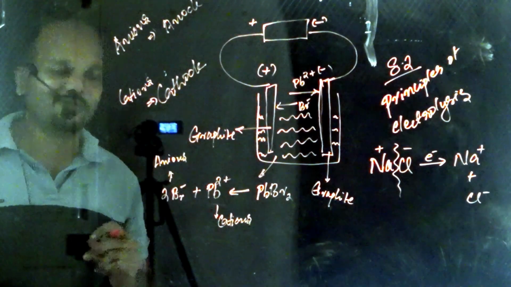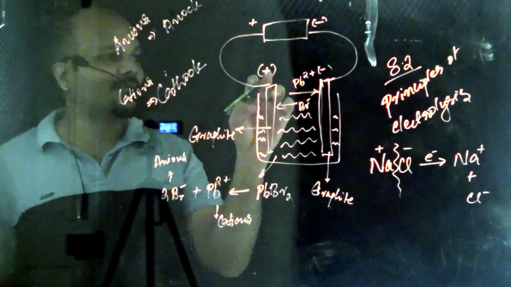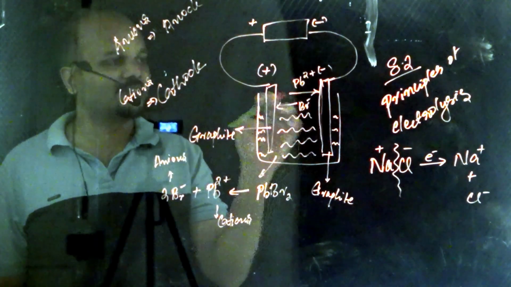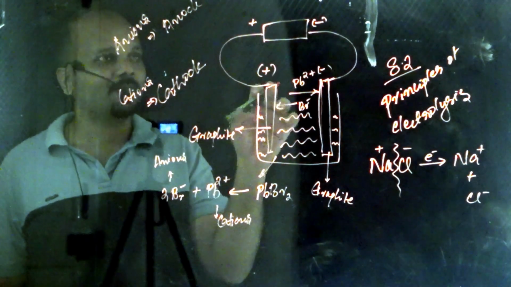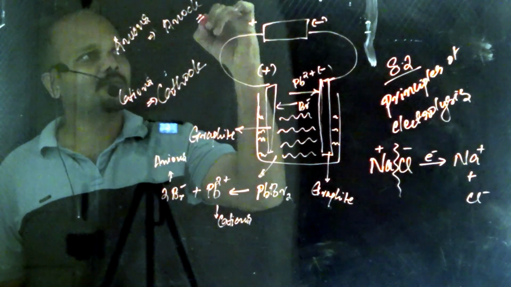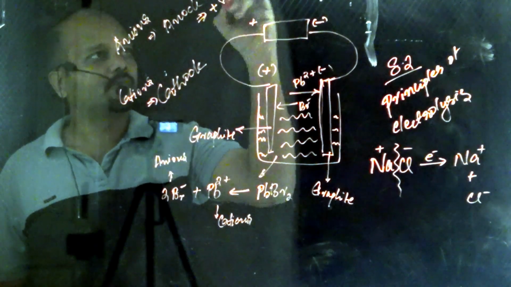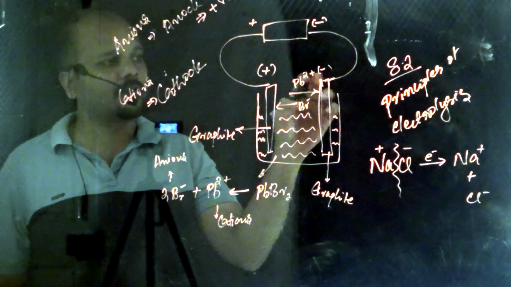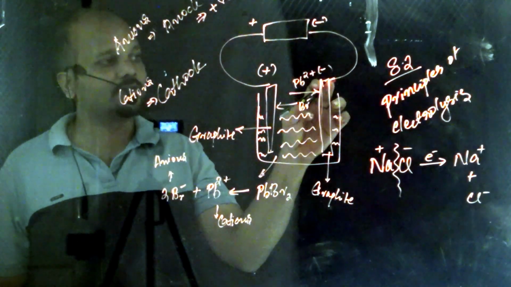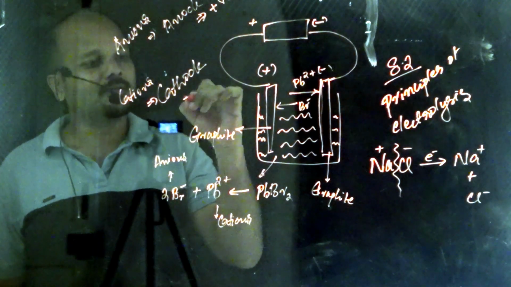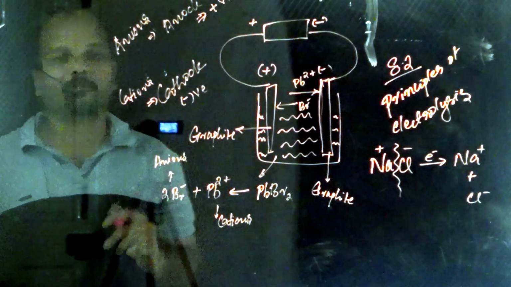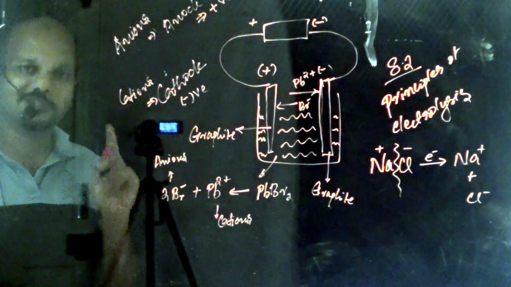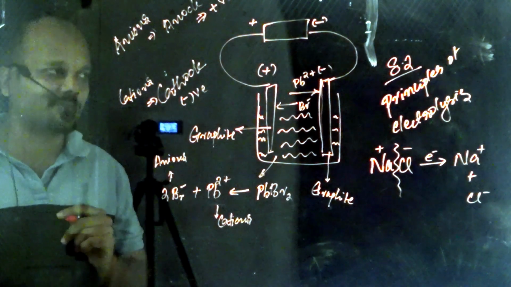That is why the names are so. Br minus, the anion, is moving to the positive terminal, so the anode is positive. Pb2 plus, the cation, is moving to the negative terminal, so the cathode is negative. Remember, anode is positive, cathode is negative. This is a very important aspect.